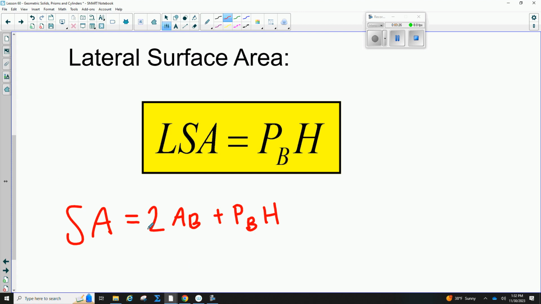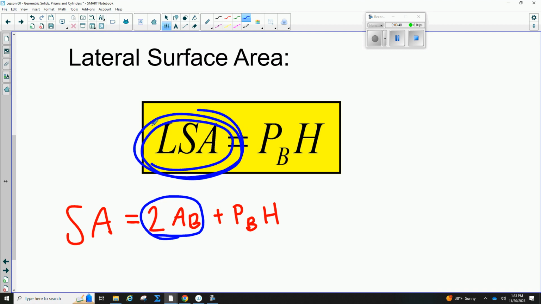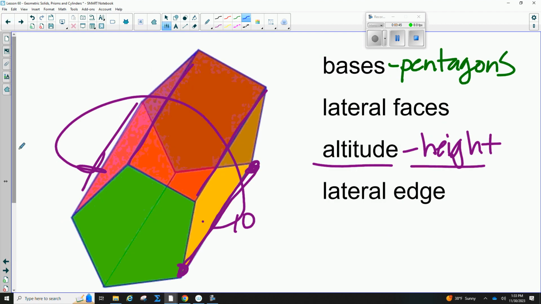And this part here, this twice the area of the base, that gives you the area of, say, the two circles or the two pentagons or the two rectangles, right? So if they ask you for lateral surface area, they are only asking you for the outside sides. In other words, if I was like, what is the lateral surface area of this guy? It would be all of the outside rectangles.